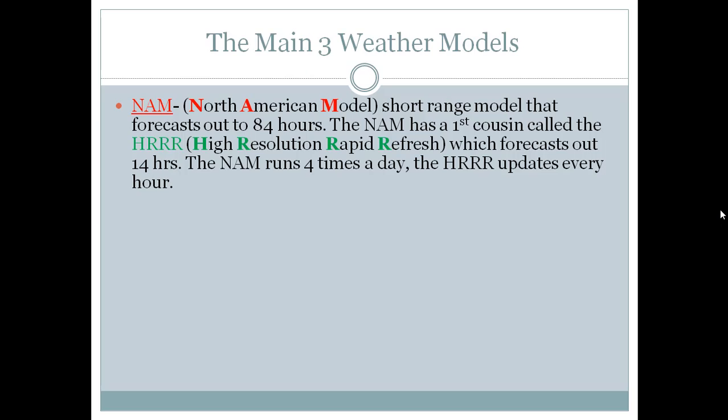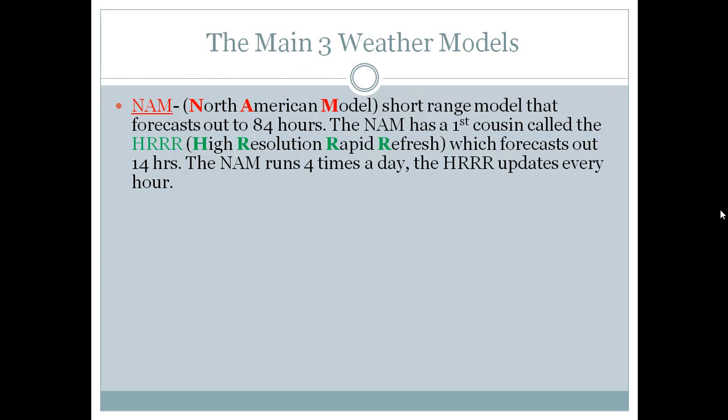One of those cousins is the HRRR, or the High Resolution Rapid Refresh. This is a very short-range model that forecasts out only to about 14 hours. While the NAM runs 4 times a day, the HRRR will update every hour. Other versions of NAM are called the WRF, which is used for research purposes. There's also what's called the RPM, which is more commonly used on TV, especially when they show the futurecast of weather radar.